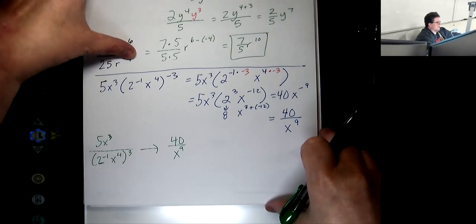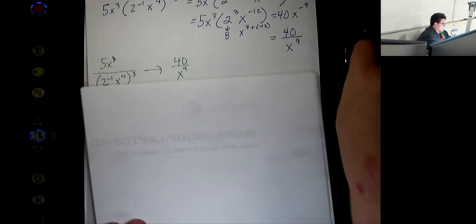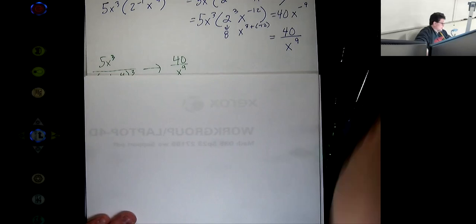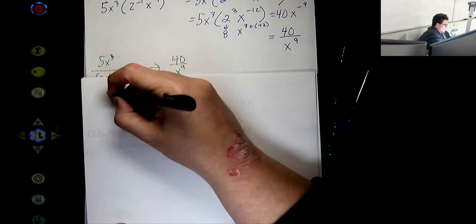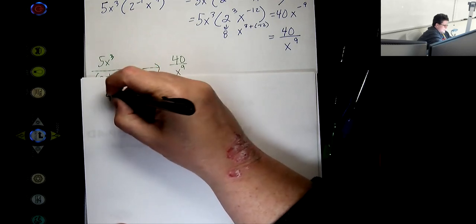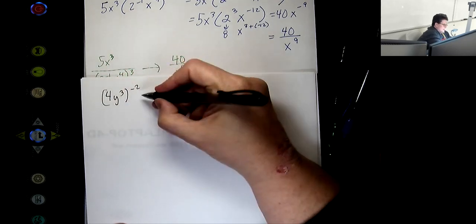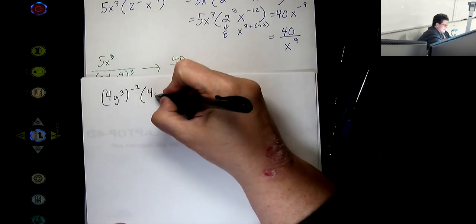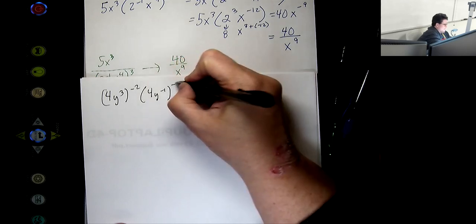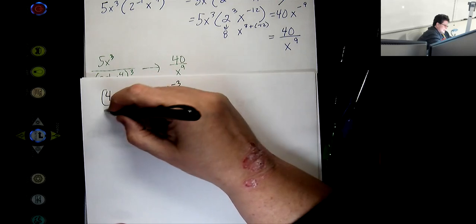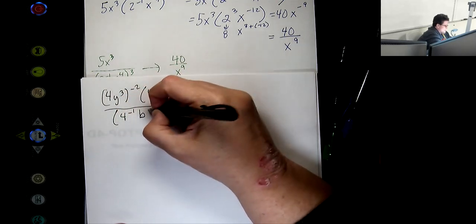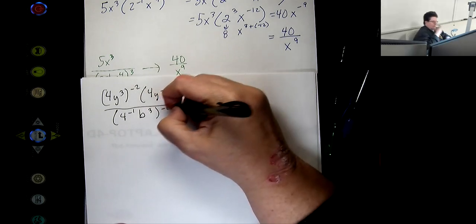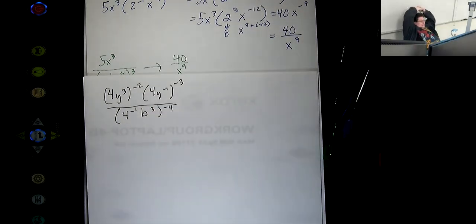So let me give you guys another hard one. Let's have you guys do, we're going to have 4y cubed, that will be to the -2 power. And then I'll have 4y to the -1, and that'll be to the -3 power like this. And then I will have 4 to the -1 b cubed, and we'll put a -4 there. Because that's how I roll.